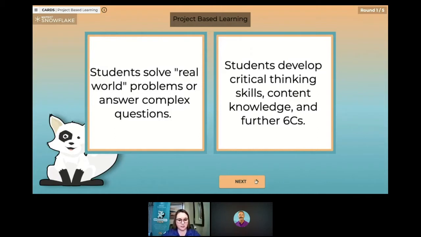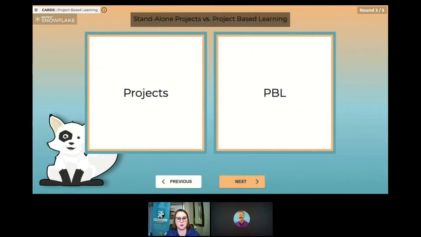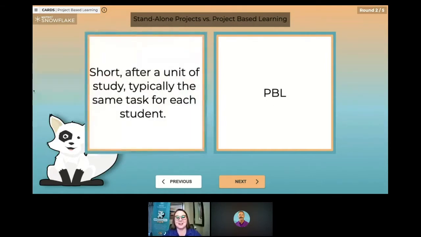With project-based learning, one of the big questions that's often asked is what's the difference between a standalone project and a project-based learning experience? This is the very short elevator pitch explaining the difference between the two. A project is short. It's usually after a unit of study. And typically the students are going to be completing the same task.